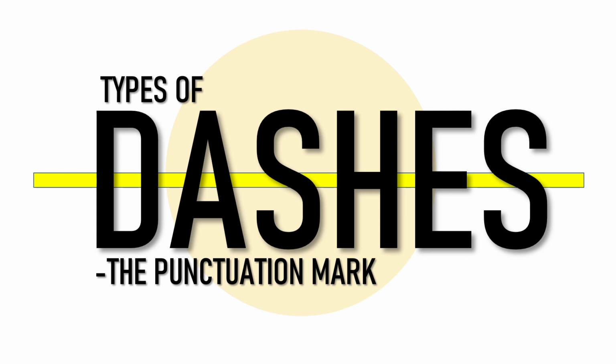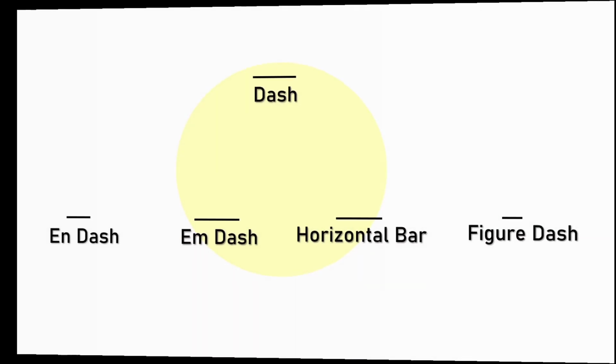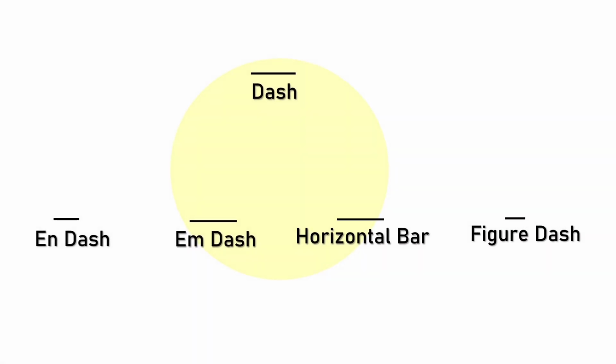A dash is a punctuation mark, but do you know that there are several types of dashes? Let's check the types of dashes. The main types of dashes are the n dash, m dash, horizontal bar, figure dash, and a minus sign is also a dash.